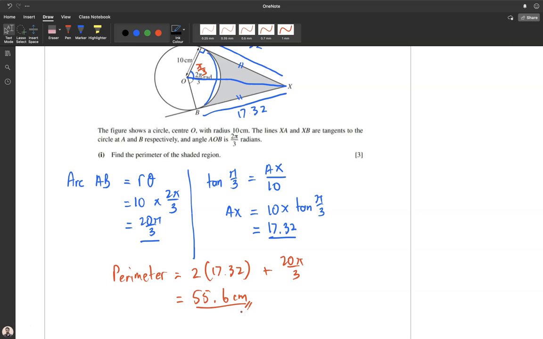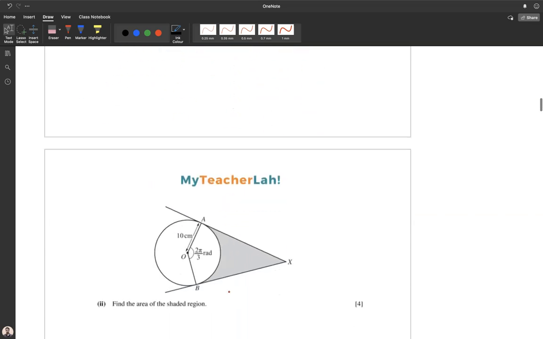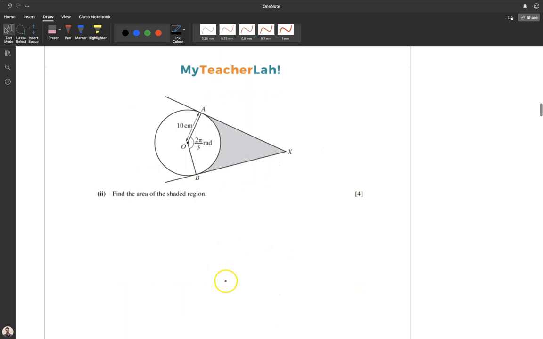Alright, so now that we found the perimeter, the next question with the same shape is to find the area of the shaded region. To find area, the formula, earlier we just learned that the formula is S equals r theta for the arc. So that's the formula of the arc.